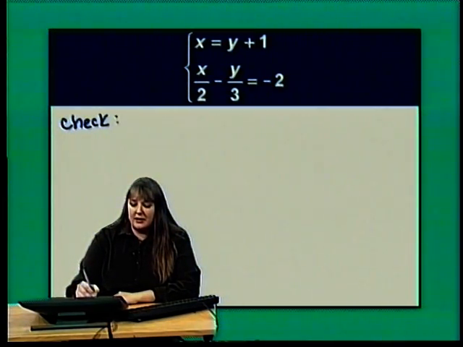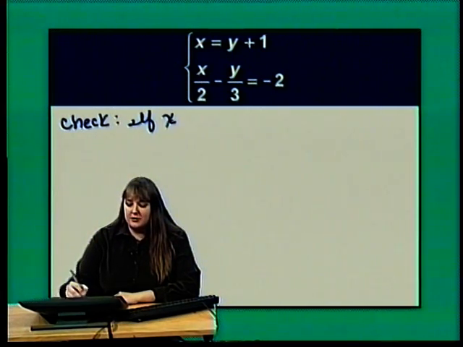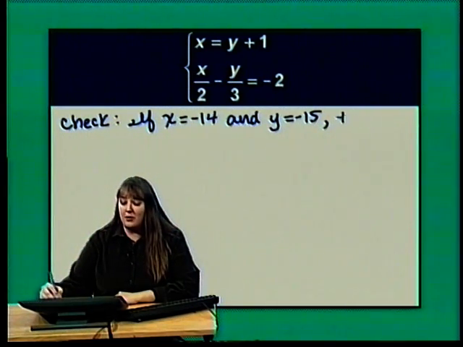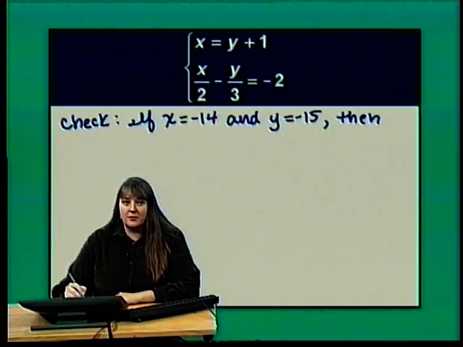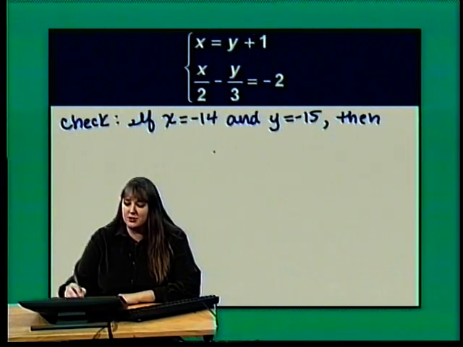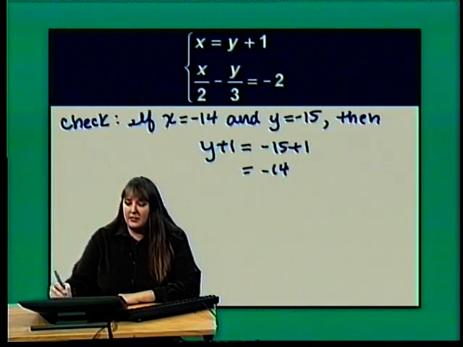For my check, I need to make sure that I use the original system of equations. So if x equals negative 14 and y equals negative 15, then checking in my original system of equations, the first equation, x equals y plus 1, I'm going to start with that right-hand side where there's some addition. Y plus 1 would be negative 15 plus 1, which is negative 14. That's what we wanted x to be, so this checks.